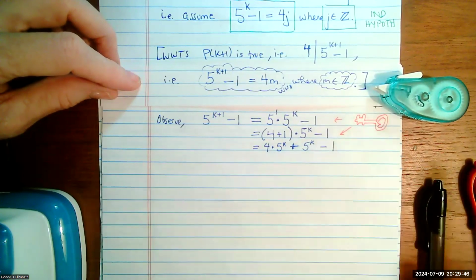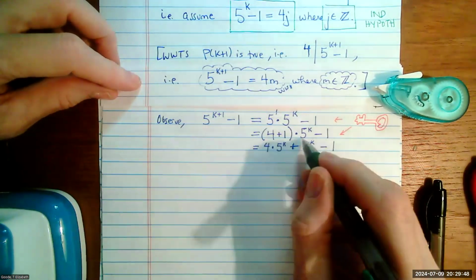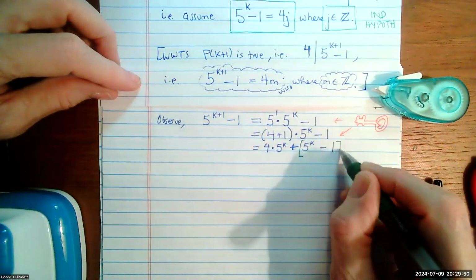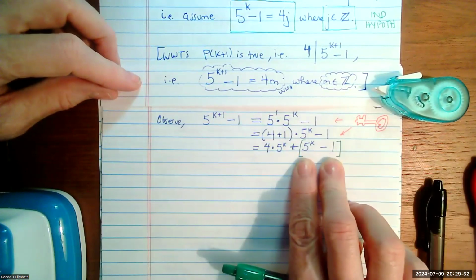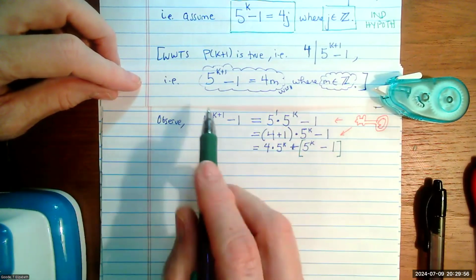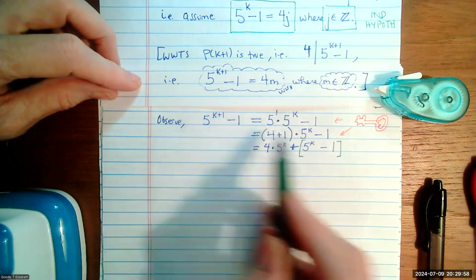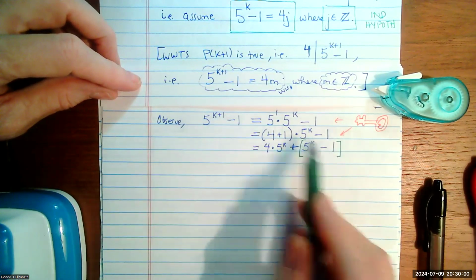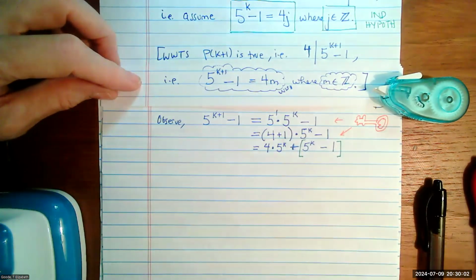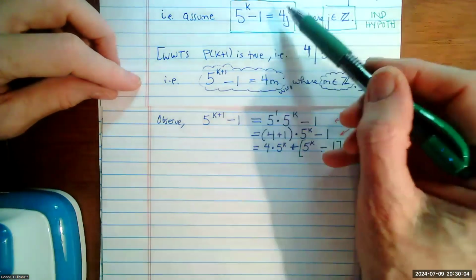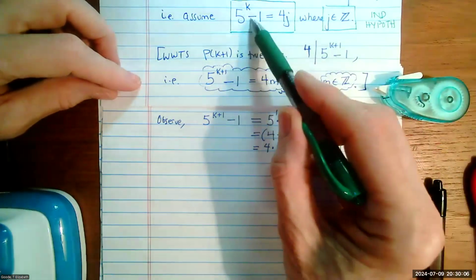Minus 1. Ta-da! Check it out. We have now extracted 5 to the k minus 1 from 5 to the k plus 1 minus 1. This is perfectly legal and works. And now we realize, okay, I see 5 to the k minus 1.